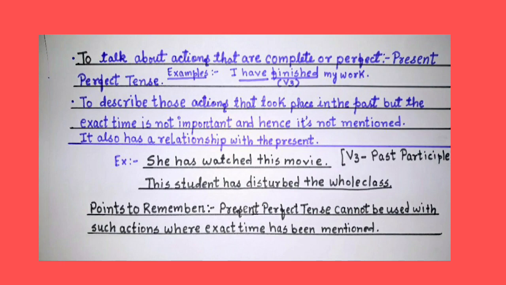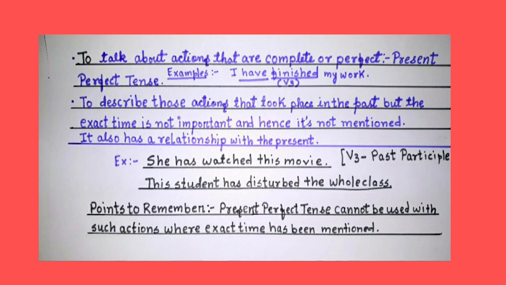She has watched this movie. Now here, the action of watching the movie is complete. We get to know that this action was completed in the past, but the exact time of watching the movie is not mentioned. So, in these cases where action was completed in the past, but the exact time has not been mentioned, we will use present perfect tense.